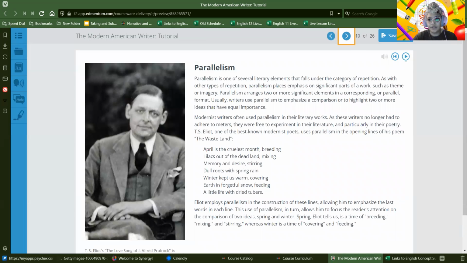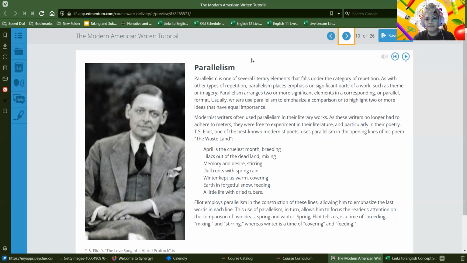Okay, so parallelism is something that came up during this time too. It's one of several literary elements that falls under the category of repetition. Basically, parallelism puts emphasis on important parts of the work. Usually that's something like theme or imagery. So if there's a theme you want someone to remember about your work, you put them in formats that are similar to each other, or you repeat them in the same place in different parts of the poem.